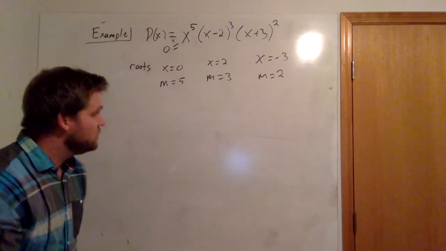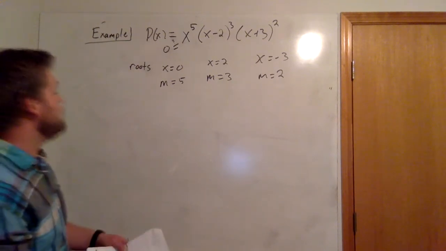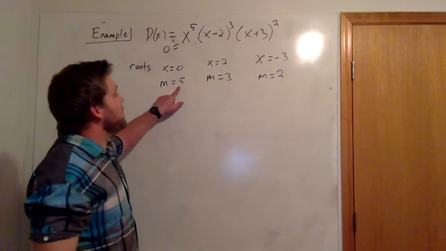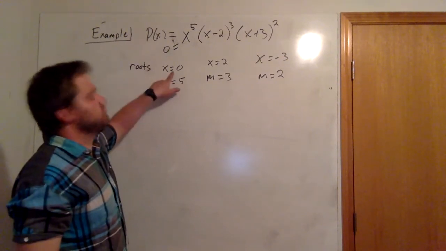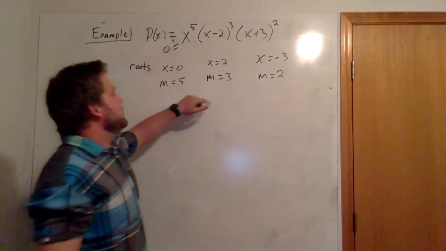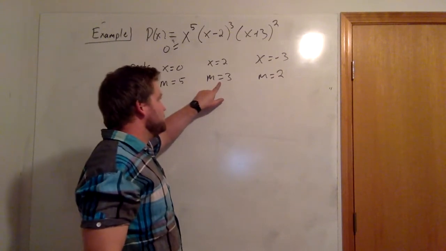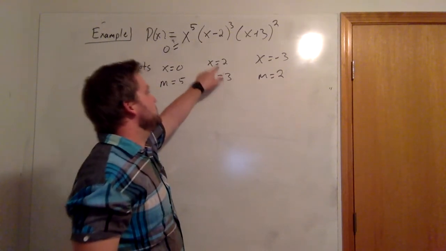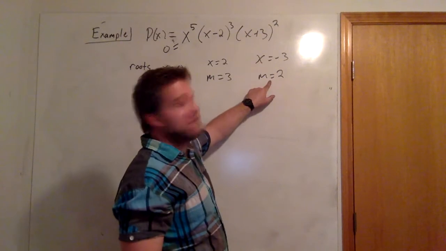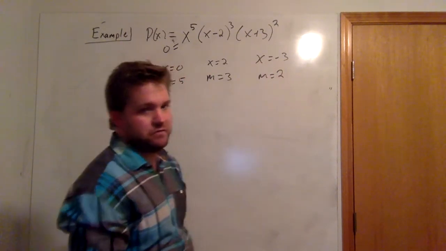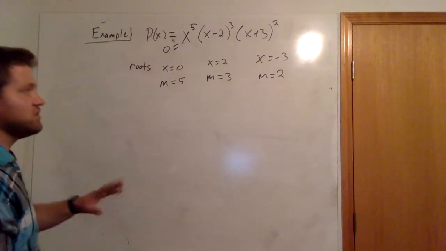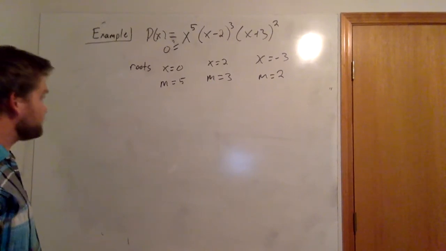Okay. So what's great about multiplicity is what I know is since the multiplicity is odd here, the graph is actually going to cross through 0. Since this is an odd multiplicity, it'll actually cross through 2. Since this has an even multiplicity, it's actually going to bounce off negative 3. And we'll do that with the sign chart again just to verify.